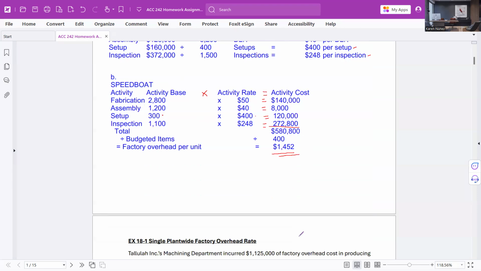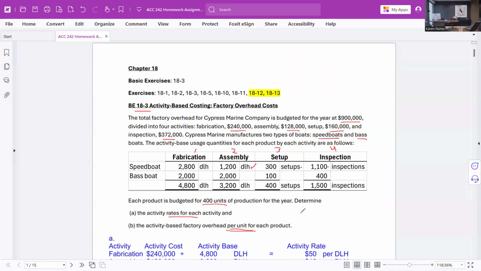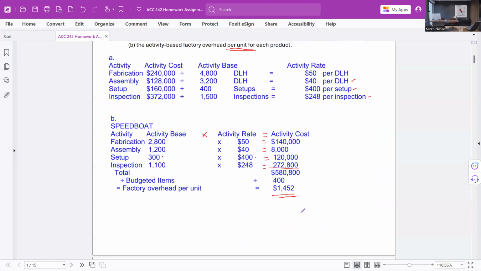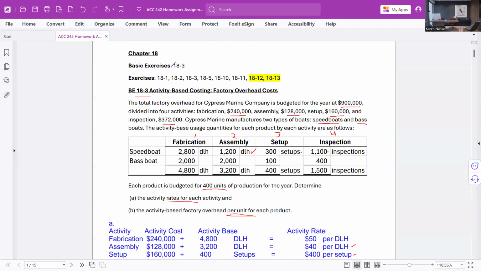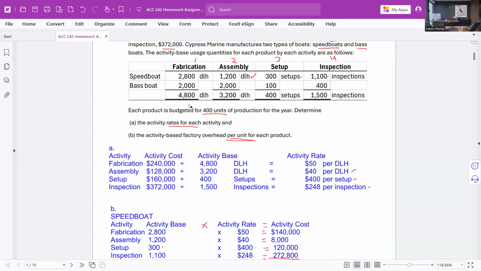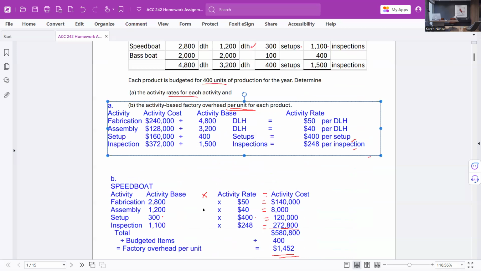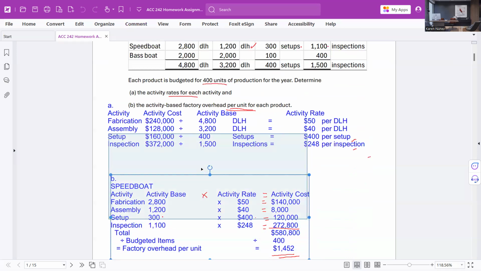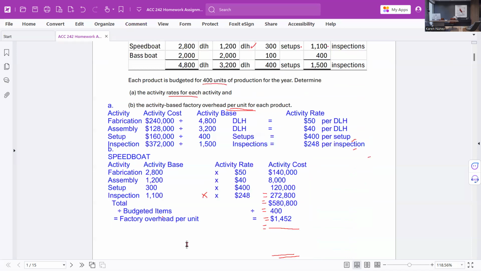And next, we also need to do the same thing, but for the bass boat. For the bass boat, and let me make sure that I have enough room here to paste that in. Don't have a lot of room, but if we can move this up just a little bit and then move this up as well. I think that'll work. Okay.